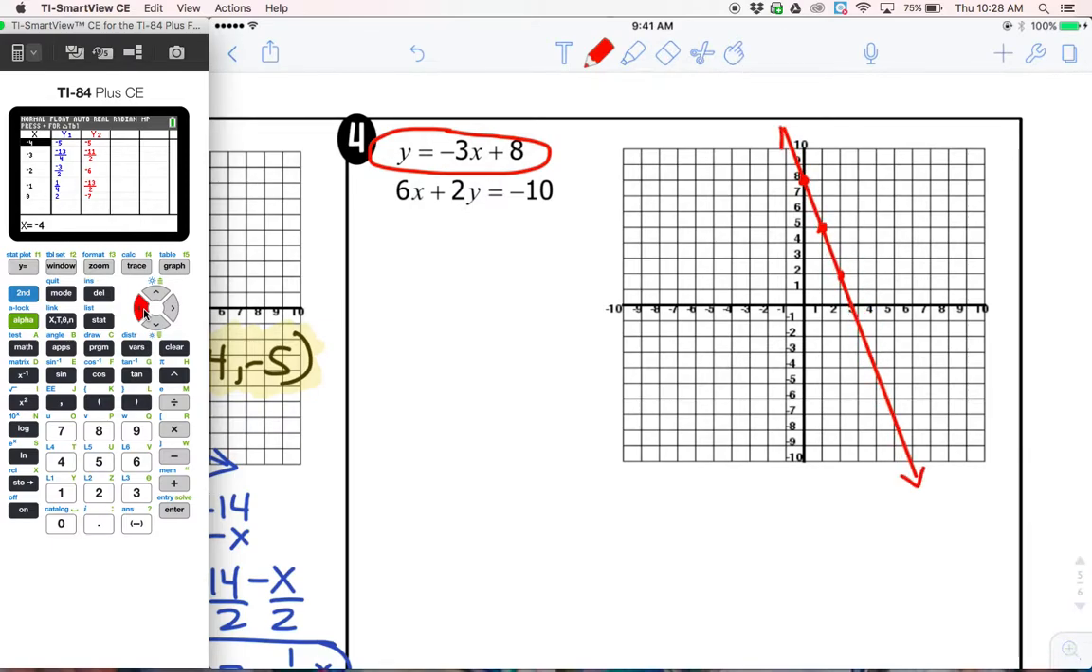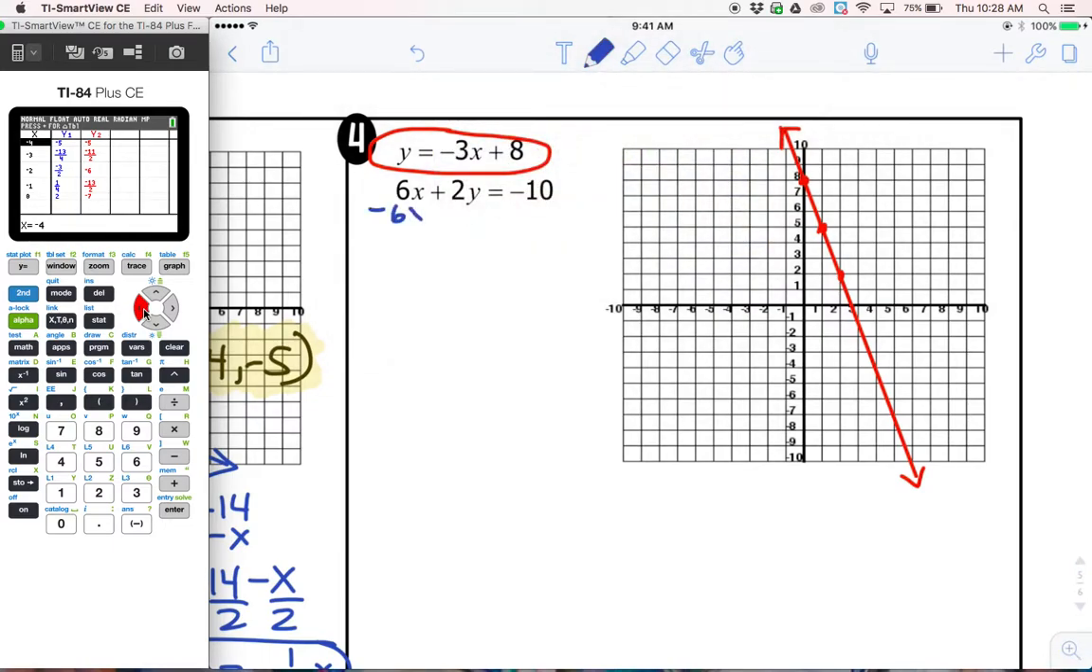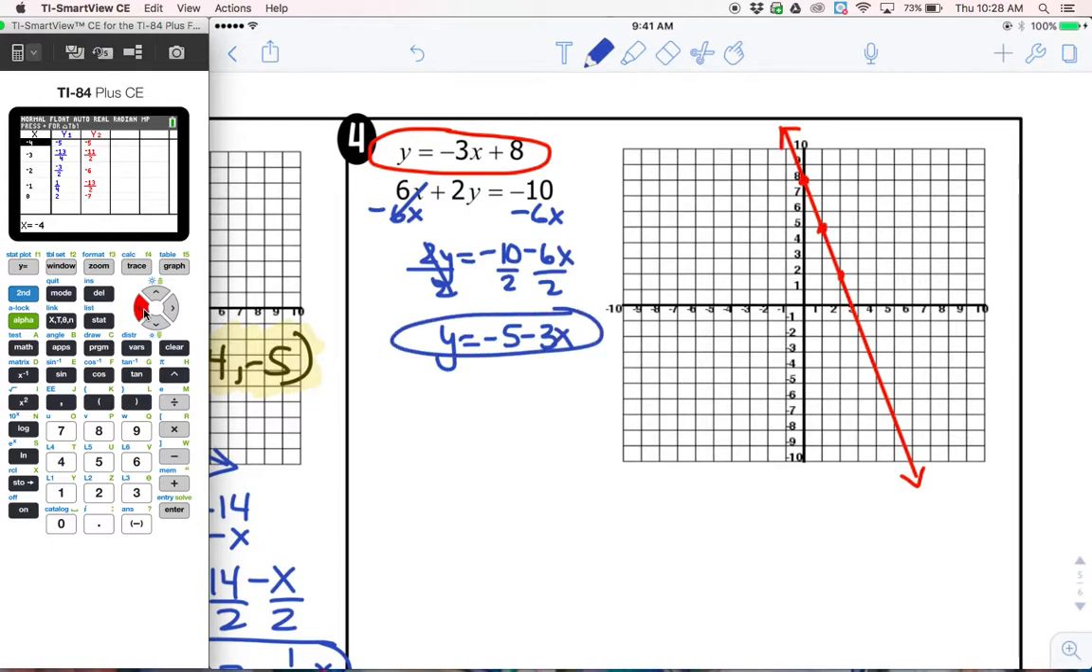Okay. And now my other equation I do have to work with a little bit to get y by itself. Let's get our x's on the right side. So now I've got 2y equals negative 10 minus 6x. Finally, divide by 2. And I've got y equals negative 5 minus 3x. All right, so this time my y-intercept is at negative 5. And my slope is at negative 3. Okay, draw your line.